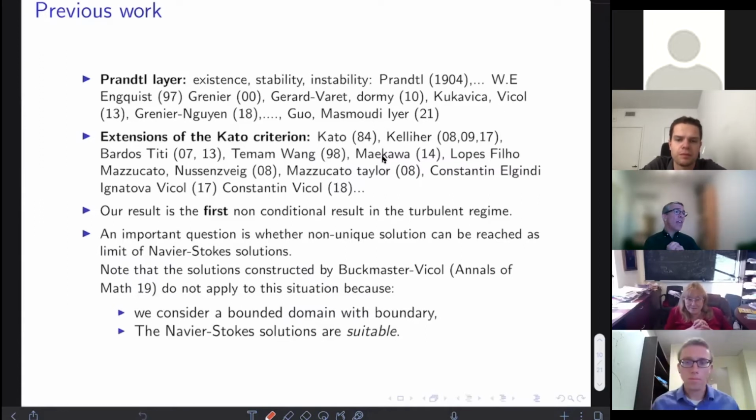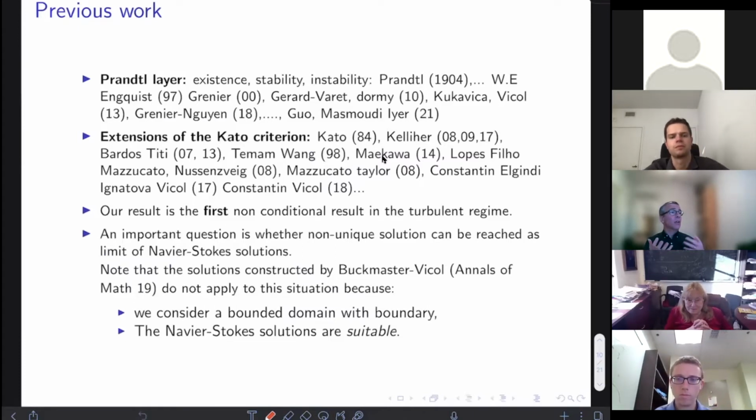But all of them, basically, you have an extra conditional result, and that's how I'm trying to claim that we have the first non-conditional result in the turbulent regime, right? But again, maybe a result which is not interesting, because if you converge to A1 always, then it's not interesting. But at least it's unconditional, right?